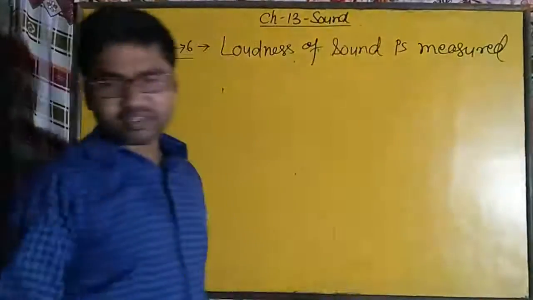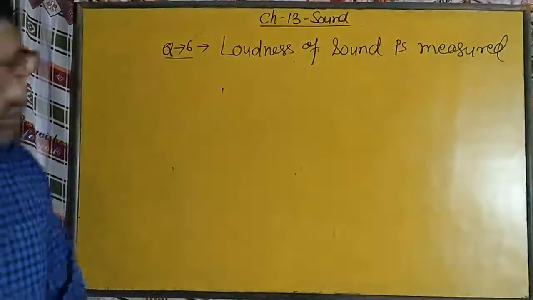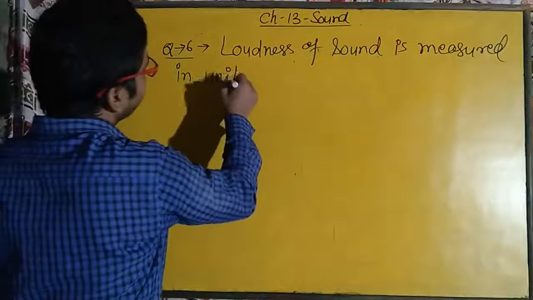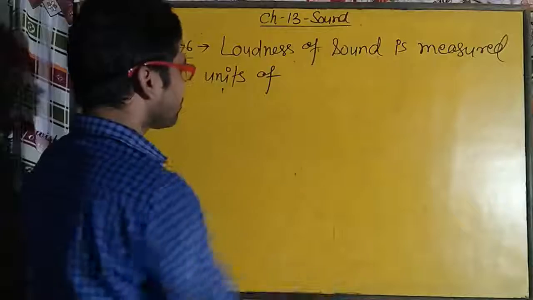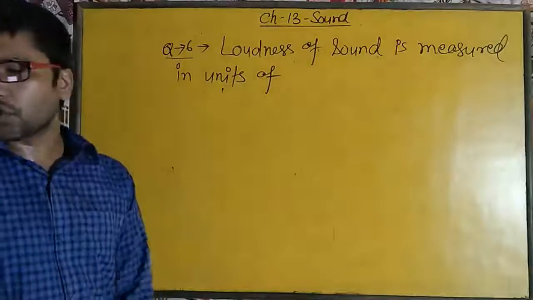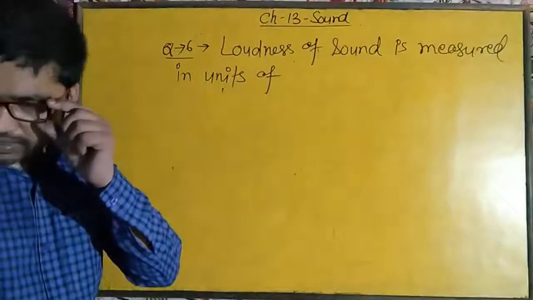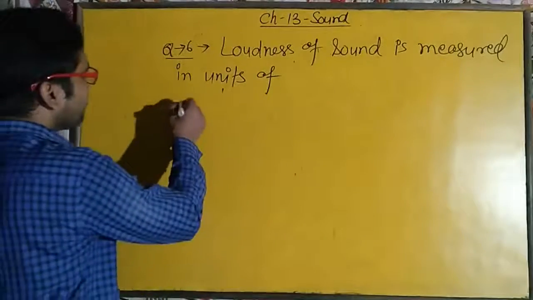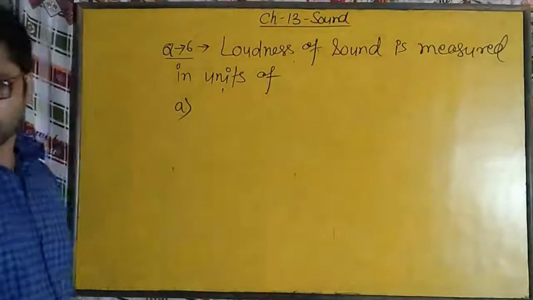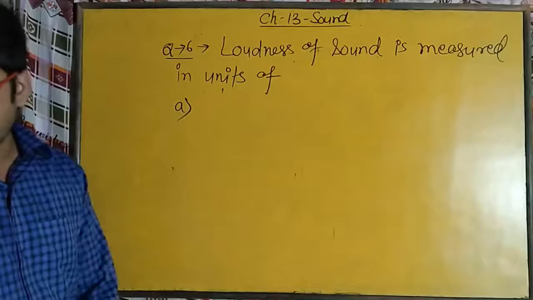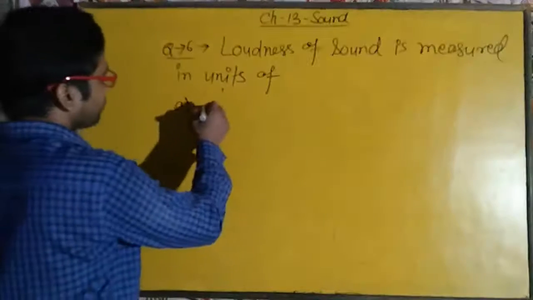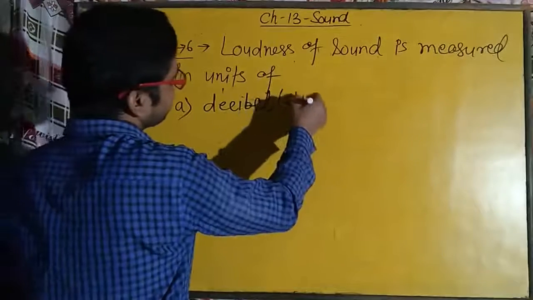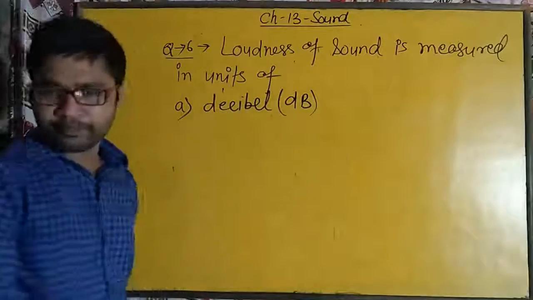So loudness of sound is measured in units of. So this is the question, and your options are given here. So let's see, the four options are, the first option which is given in your book, that is decibel. Okay, so decibel, it is symbolically represented by dB.